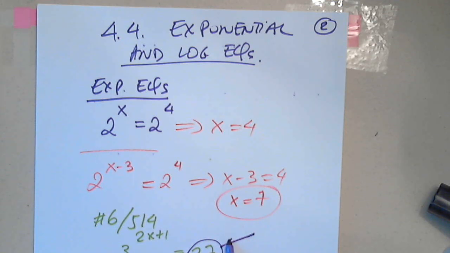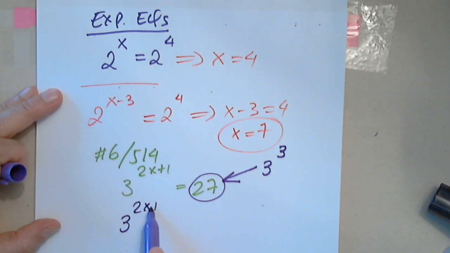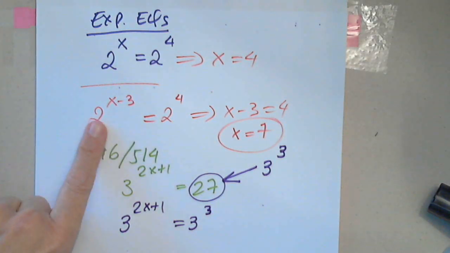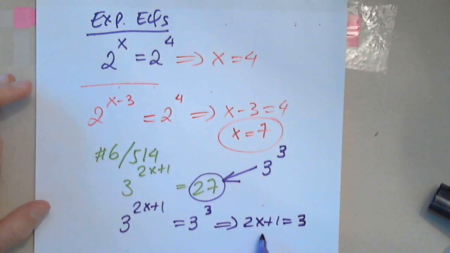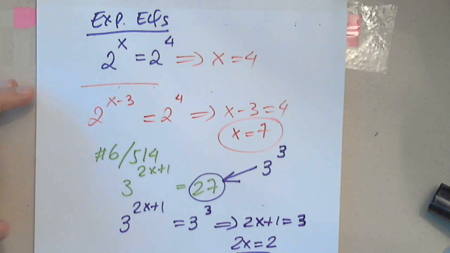It turns out that I can. 27 is the same as 3 to the 3rd power. If that's the case, then the equation really becomes 3 to 2x plus 1 equals 3 to the 3rd. And all of a sudden I'm back to the previous easy situation. So the same thing again. What does that mean? It means that 2x plus 1 must equal 3. Yes. So I subtract 1 from both sides, and I divide by 2. Not too bad.